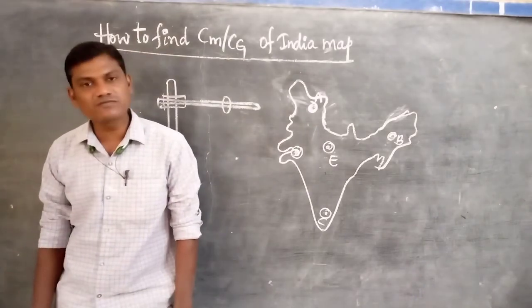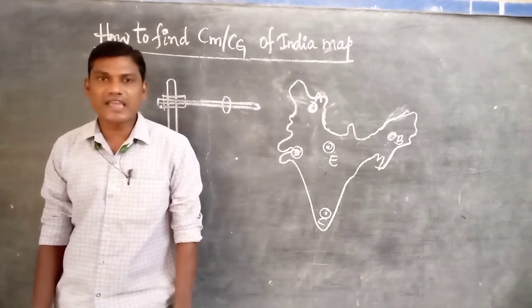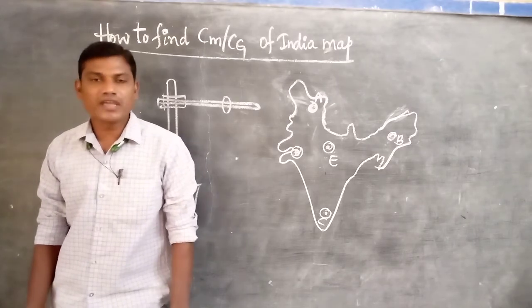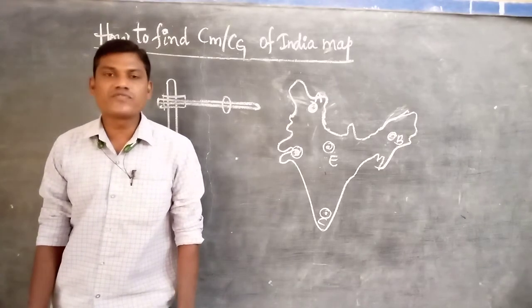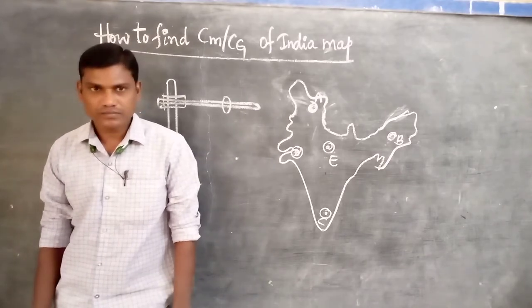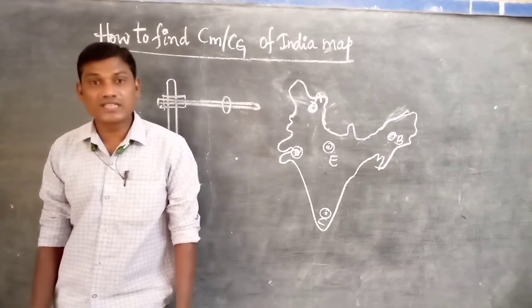The distance from Earth to Moon is 3,84,400 kilometers, and the distance from Sun to Earth is 150 crore kilometers. These are some ideas about that. After that, we discussed what is the center of gravity and what is the center of mass.